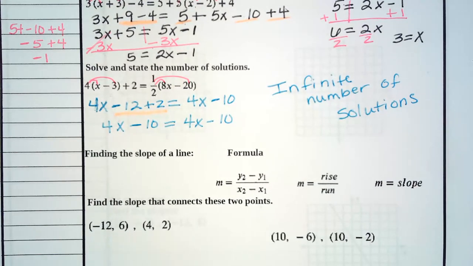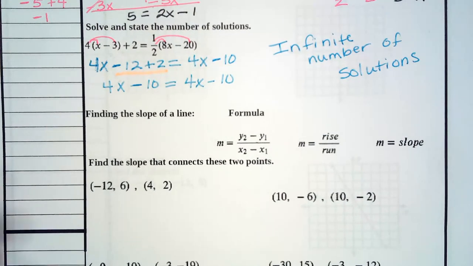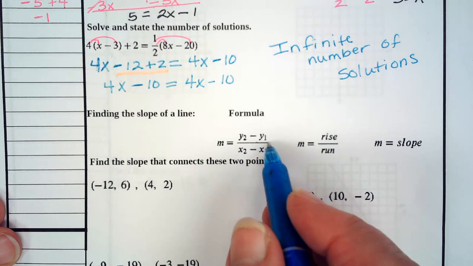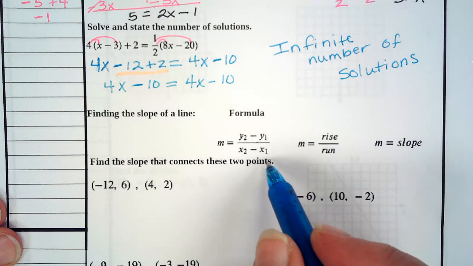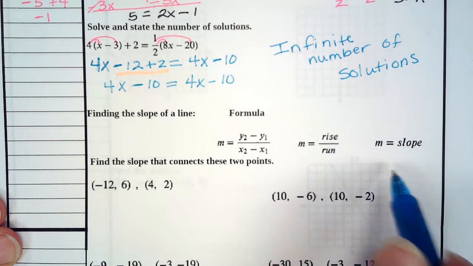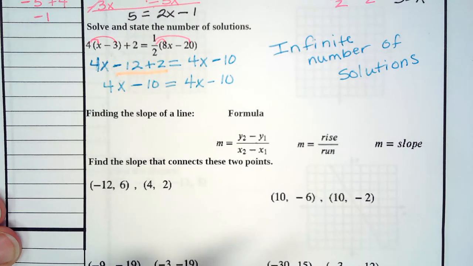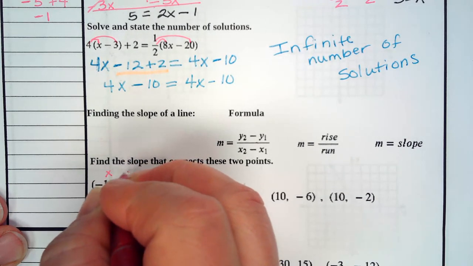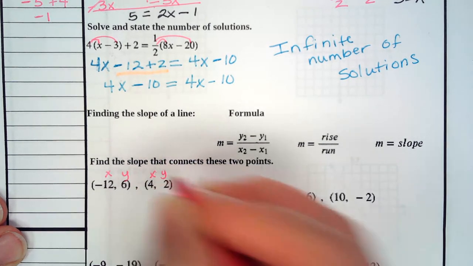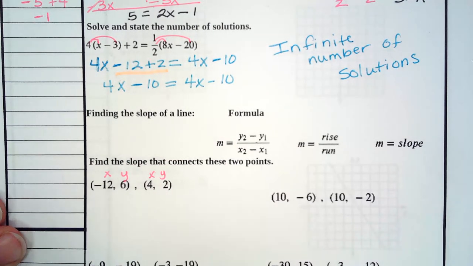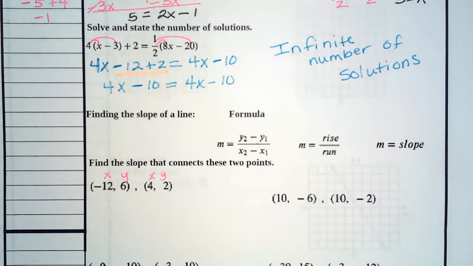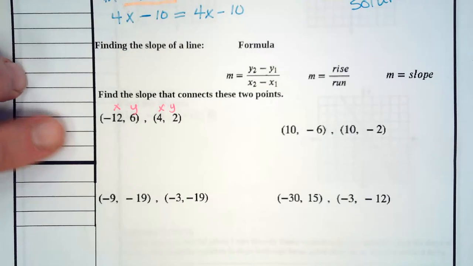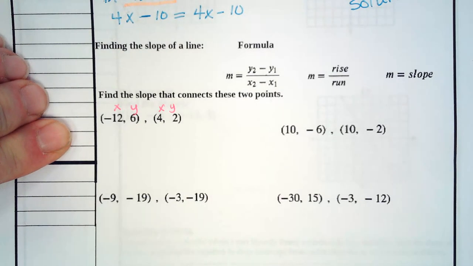There is a formula for finding slope. The formula is y sub 2 minus y sub 1 over x sub 2 minus x sub 1. Rise over run, that's your slope. So we're going to find the slope that connects these 2 points. So rise over run is also what we consider slope. You might hear it called rate of change. So let's put it into our formula.